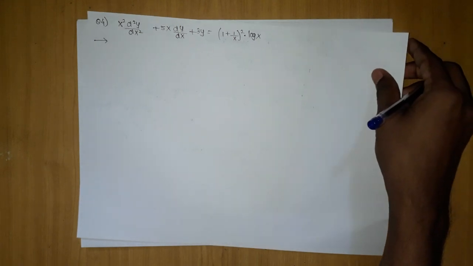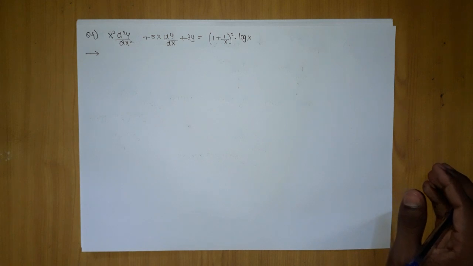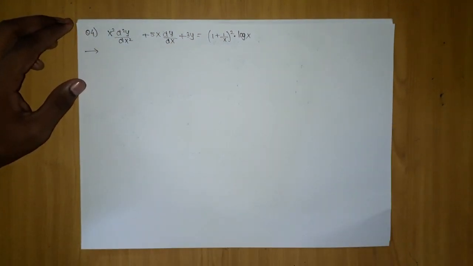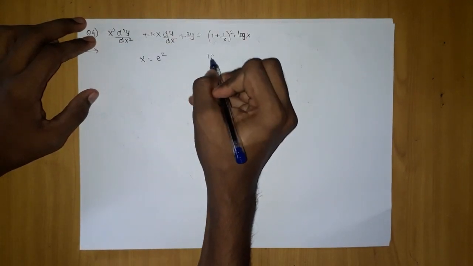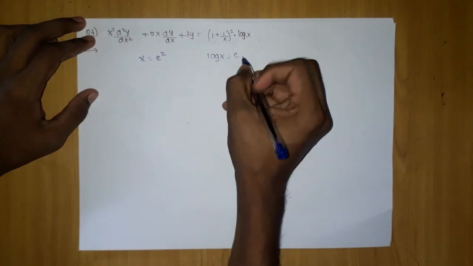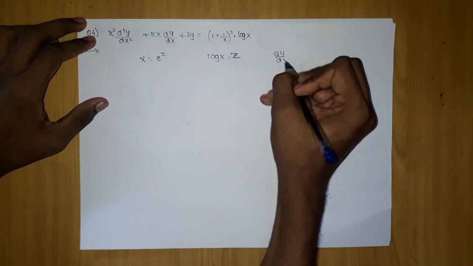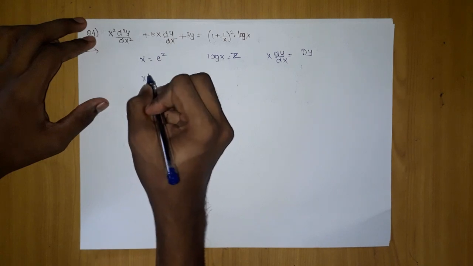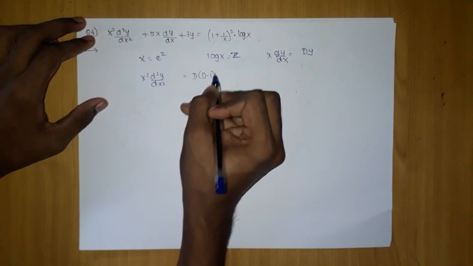So the problem is like this. So here in this problem, x square d square y by dx square plus 5x dy by dx plus 3y equal to 1 plus 1 by x the whole square log x is given. So what we are going to do, the given differential equation is a Cauchy differential equation. First, you have to substitute x equals to e to the power z, then we will have log x equals to z. After that you will get the value of x dy by dx, which will be nothing but d into y. Similarly you will find the value of x square d square y by dx square. You will get the value d into d minus 1 into y.